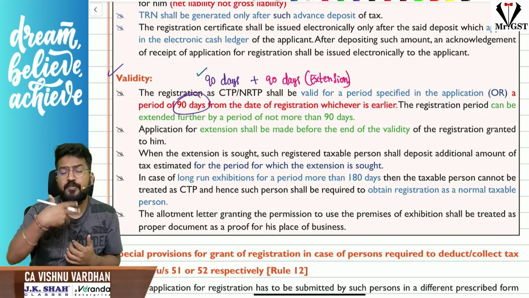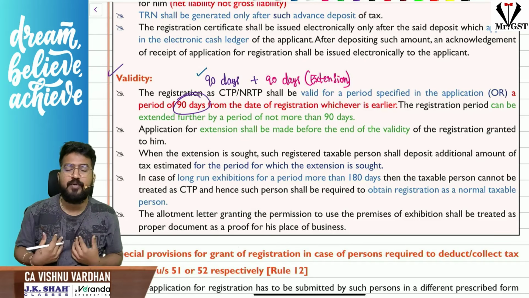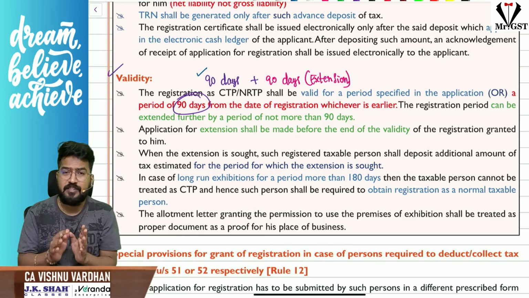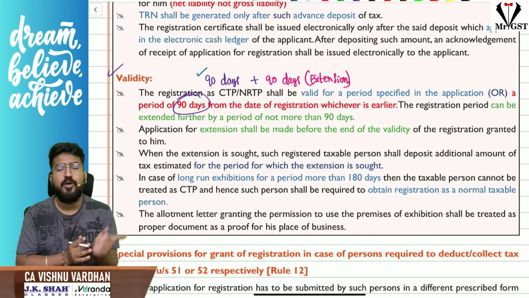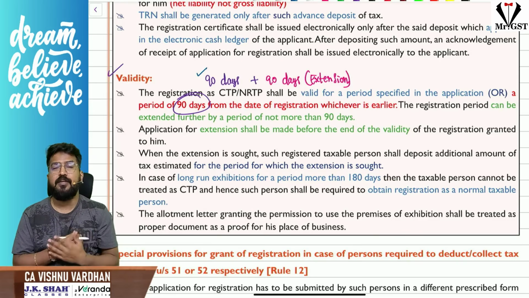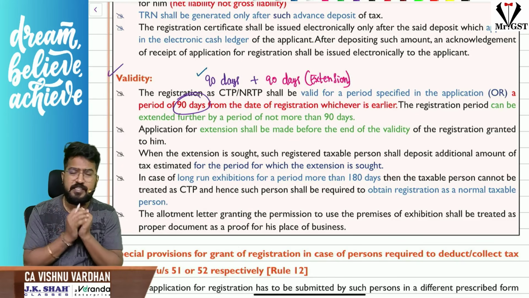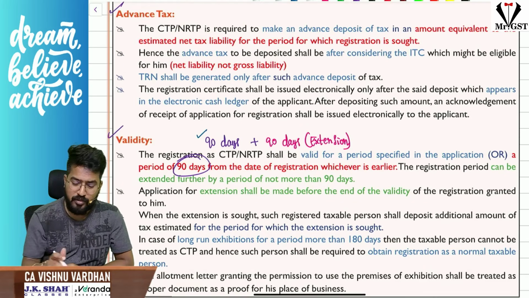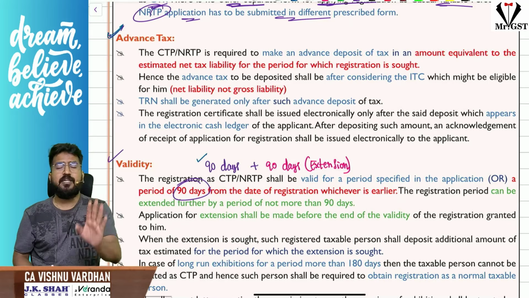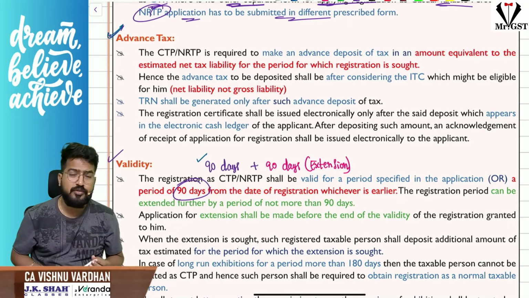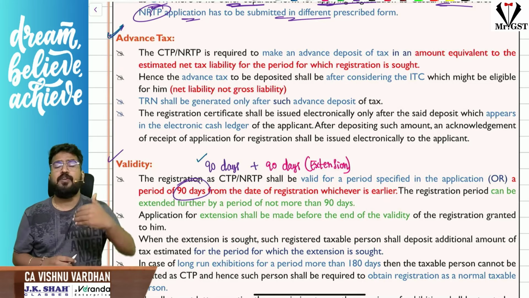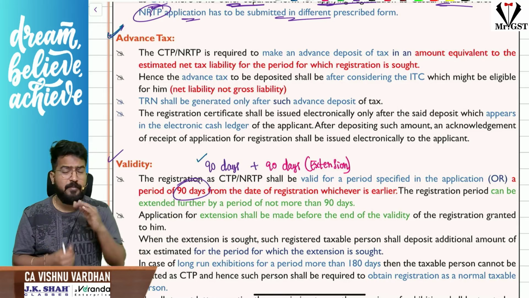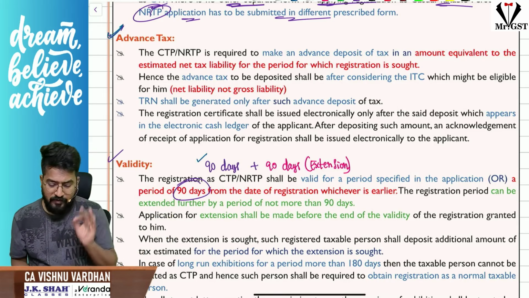For those 20 days, they have to first calculate the GST liability, and that liability they have to deposit first, and only then will their application for registration be processed. Hope it is clear. Later, if they ask for an extension, for example 5 days, whatever tax liability there will be for that, they should calculate and deposit. That is the concept of advance tax. CTPs and NRTPs, while applying for GST registration, should also assess their tax liability for the period for which they are asking for registration, deposit that amount in advance, and only then will the registration application be taken up for processing. This is one different point.